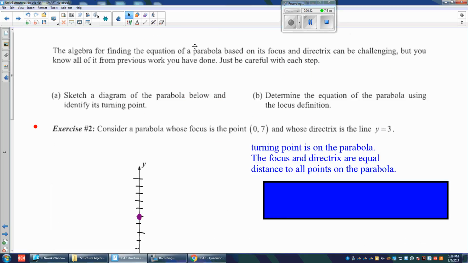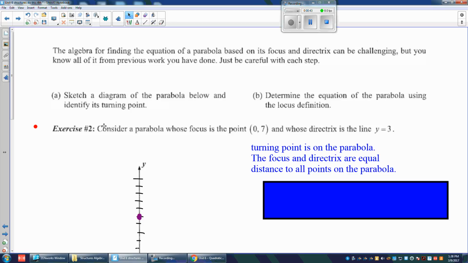The algebra for finding the equation of a parabola is based on its focus, that's a point, and its directrix, a line. It can be challenging, but I know you know all of it from the previous work you've done. Just be very careful where you step. Sketch a diagram of the parabola below and identify its turning point.